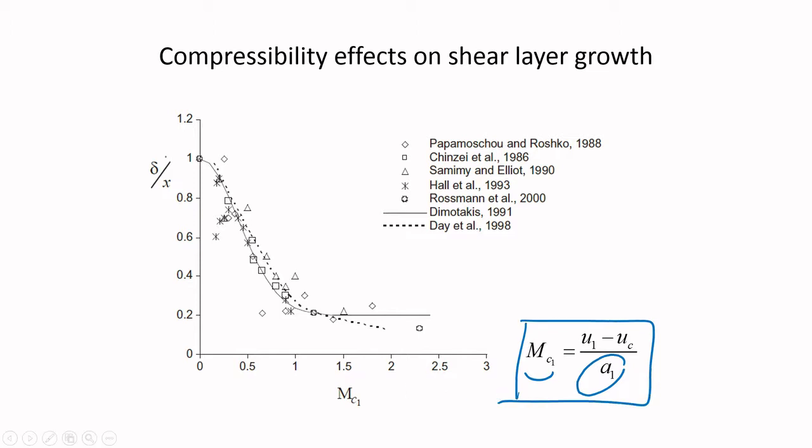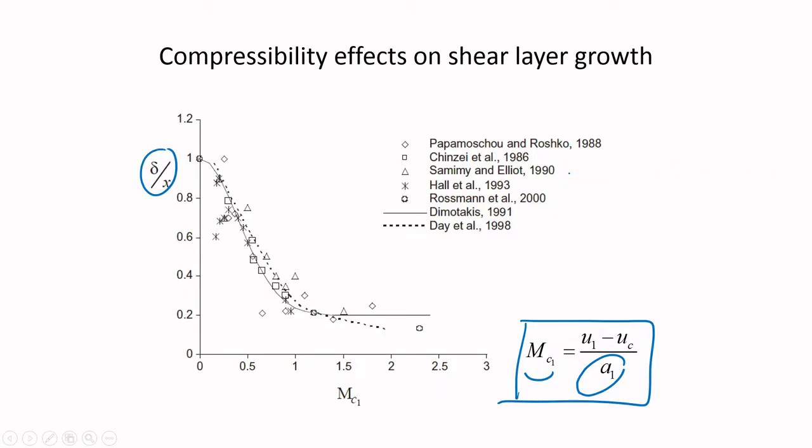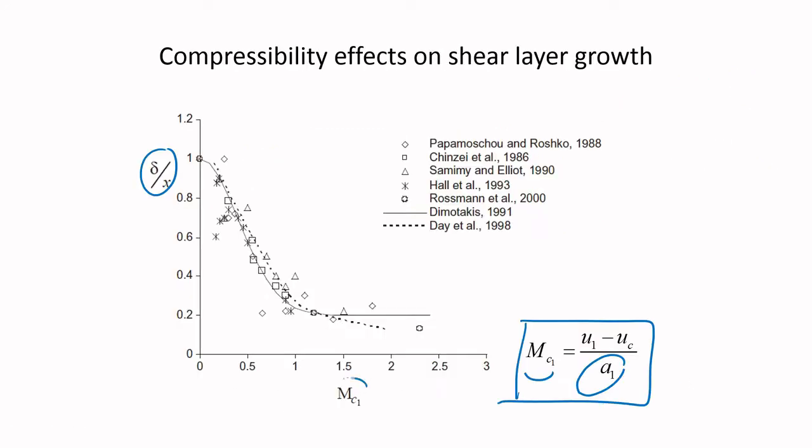And if I plot delta by x, that is the shear layer growth, as a function of Mc1, the convective Mach number, we see that after Mach number equal to 1, this essentially asymptotes. So there is not much shear layer growth.